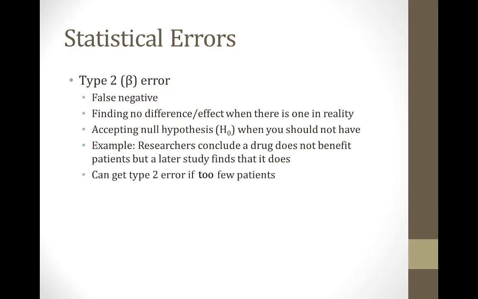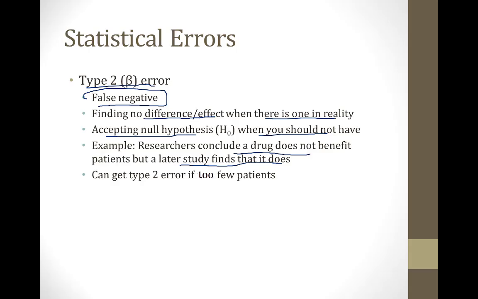And the second type of statistical error is a type 2 or beta error. This is a false negative result. This is when our experiment finds no difference or effect, but in reality there was one. The statistician way to word this is that this is when we accept the null hypothesis, but we shouldn't have. And an example of a type 2 error is when researchers conclude a drug does not benefit patients, but a later study finds that it does. The first group of researchers had a type 2 or beta error, a false negative result.